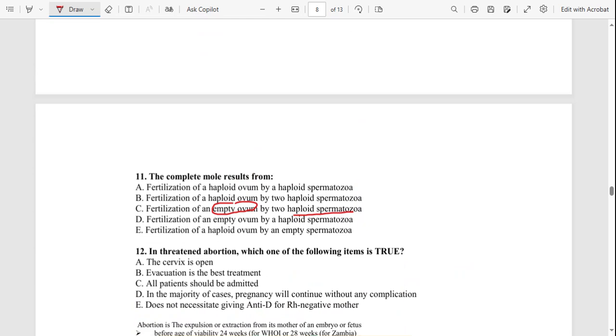Number 12 is saying, in a threatened abortion, which of the following items is true? Cervix is open; evacuation is the best treatment; all patients should be admitted; in the majority of cases, pregnancy will continue without any complications; does not necessitate giving anti-D for rhesus negative mothers. What do we think on this one? Any thought?